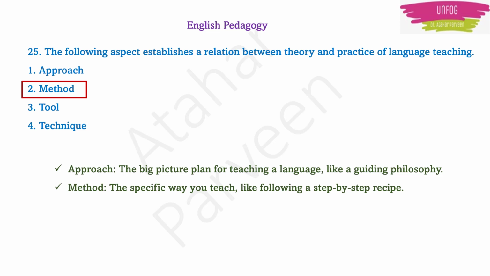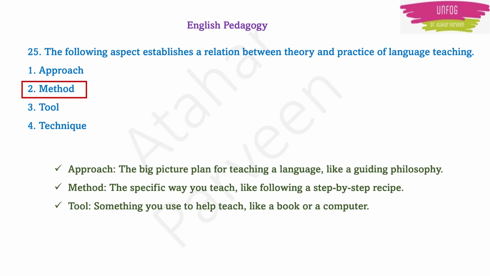It is one particular way, and the teacher uses it by following a step by step recipe. So this method means this is the way to teach. Another method will give another way of teaching. So this is the one which actually relates theory and practice of language teaching. The next option is a tool. Tool means something you take help from to teach, like a computer or a book. That is a tool which you use to teach.